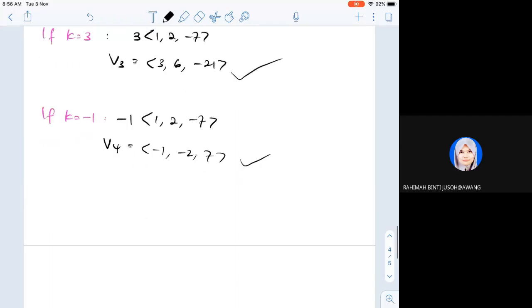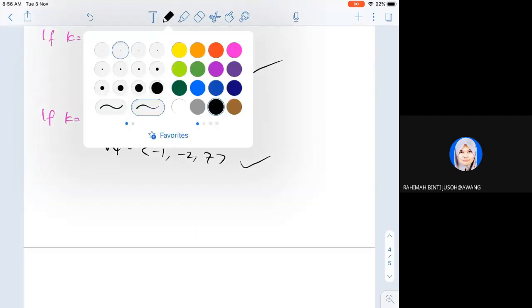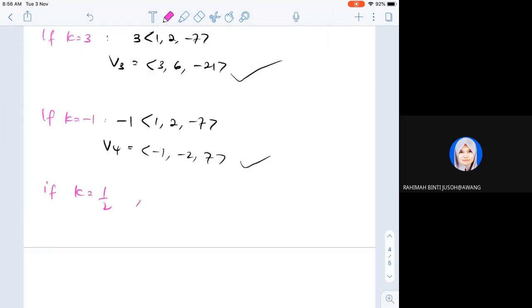You also can have K equals a fraction. Doesn't matter, because K can be any constant. K can be 1/2, K can be 10, K can be -100, any constant. But K cannot be 0. Alright, so that's the answer for question number 2.